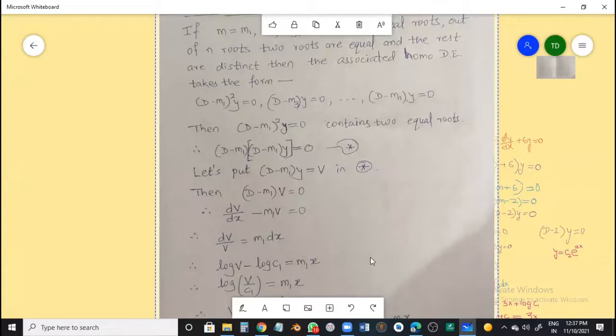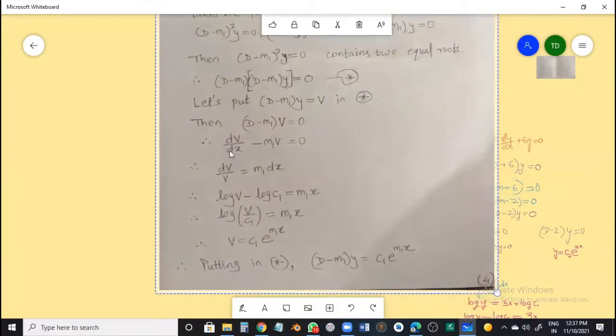Now let us open it. So what you got? dv by dx minus m1v is equal to 0. Yes, again in variable separable format you brought it. Then again integrated it. After integration, what did you get? Log v minus log c1 will be equal to m1x. Just now you saw how to do this. Both sides we integrated. Integration of dv by v is log v. The right side is m1x plus log of some constant. Constant we are adding in the pattern of log.